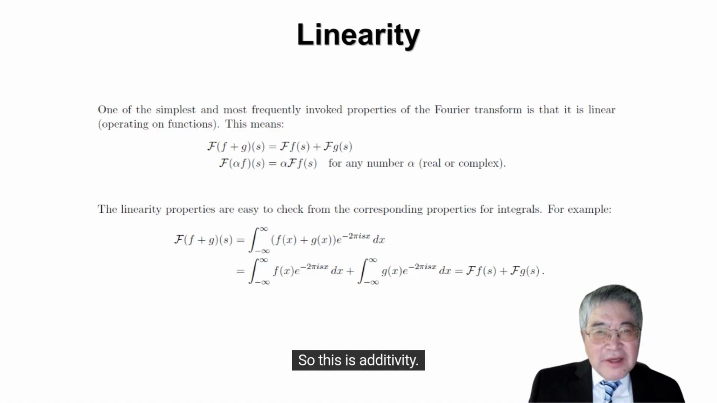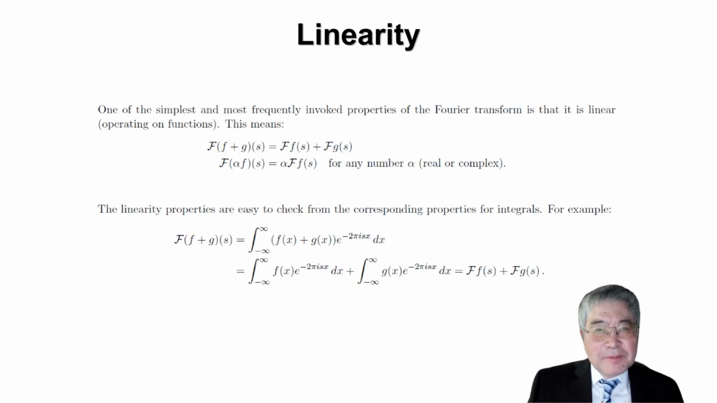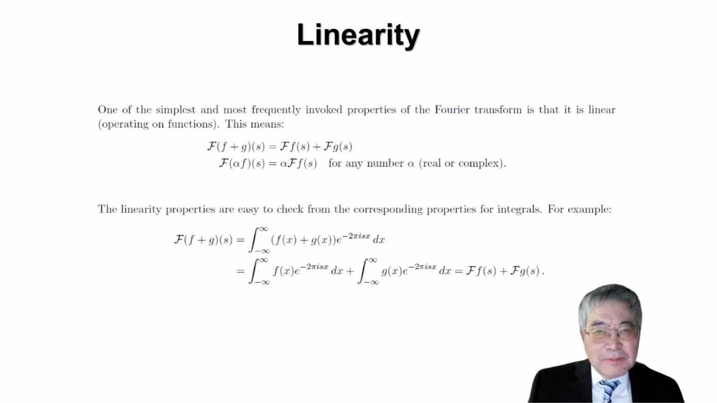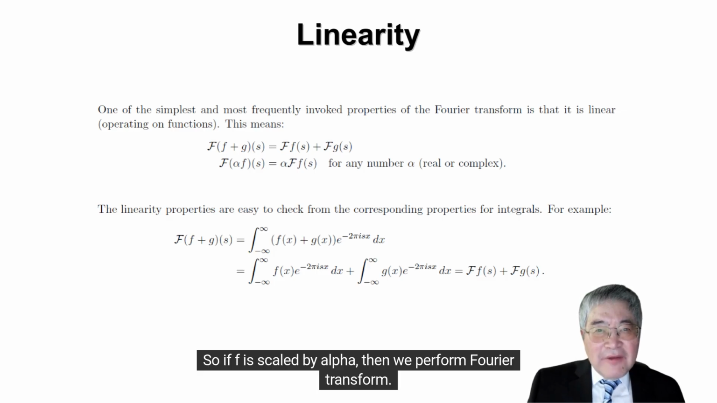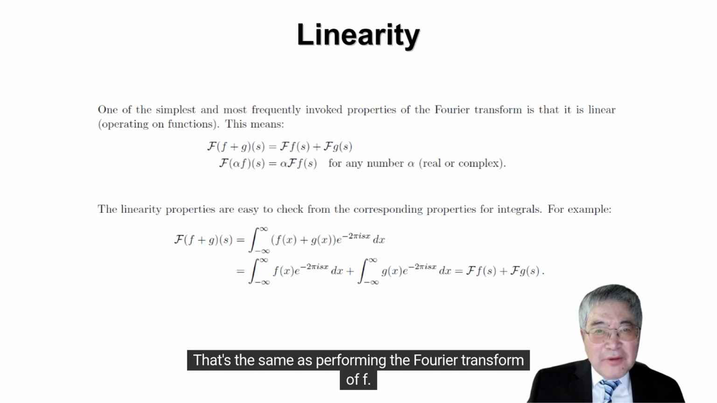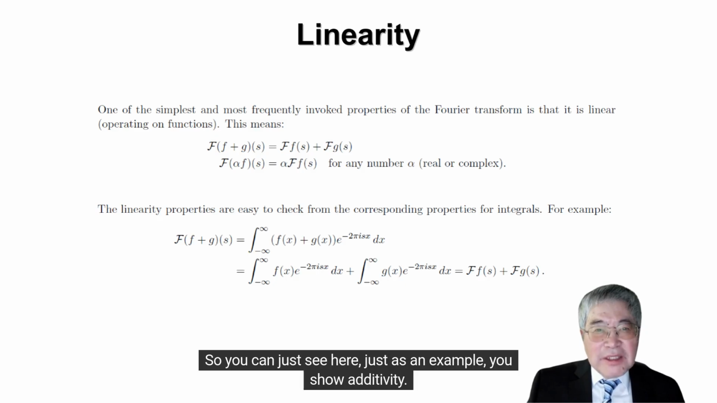So this is additivity. In the linear system lecture, we explained that. How about the scaling or homogeneity? If f is scaled by alpha, then we perform the Fourier transform. That's the same as performing the Fourier transform of f, then scaling the result by the same scaling factor. You can verify these two properties according to the formula defining the Fourier transform. Here, just as an example, you show additivity, and you can similarly show the scaling property.